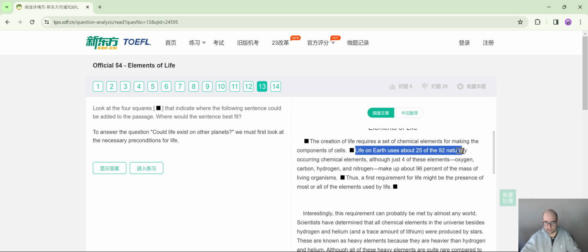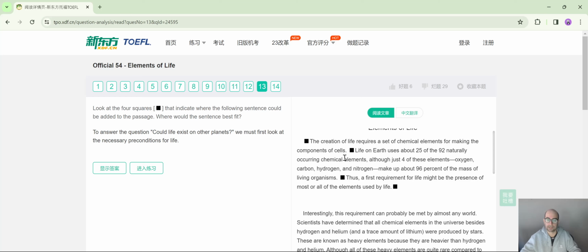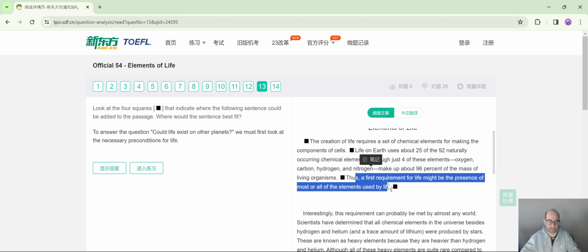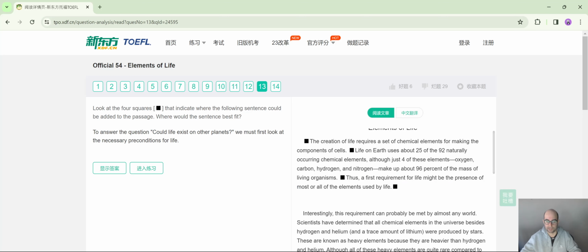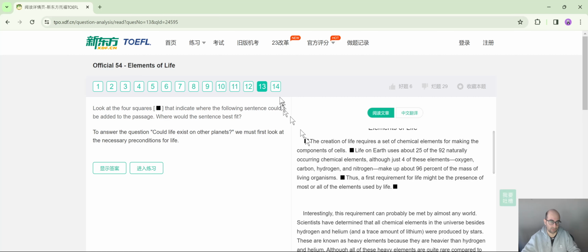Life on Earth uses da-da-da. Well, here, the structure of this paragraph, it seems like they're going into the specifics of these life requirements, right, for these cells. And then here they have a result sentence that usually comes at the end anyway, or later in the paragraph, right? And again, they refer to these elements used by life. So C and D are just not going to make sense. This has to come early, and it almost feels like a topic sentence, or a thesis. They usually appear at the beginning of a paragraph. So A has to be the answer, square A, square 1.